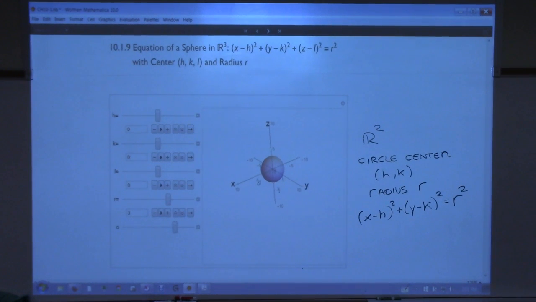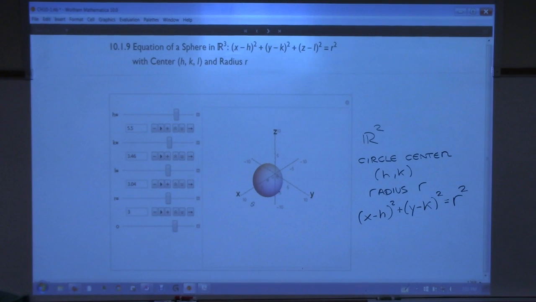So there's our circle centered at, our sphere centered at the origin. I can move it around, right? Move it. Let's see, did I get it into the first octant? Kinda.